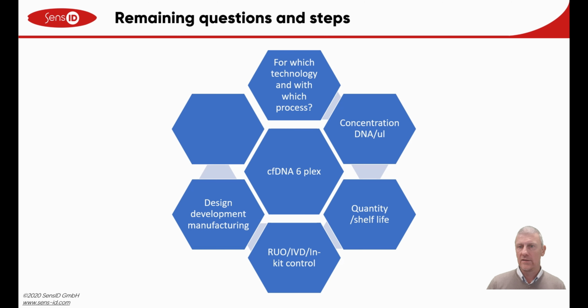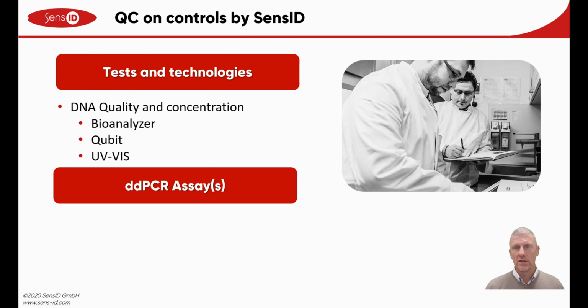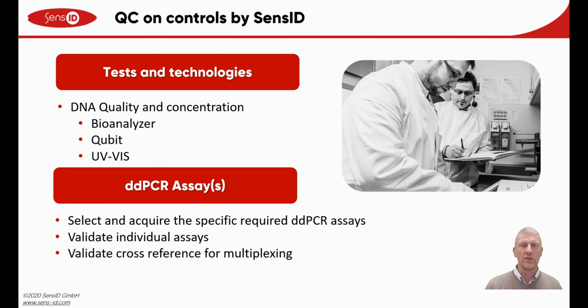You move into the design, the development and manufacturing phases, you end up with a product, but then it starts. Then you enter into QC. And QC in an organization like ours is massive. There are more people working on QC than anything else. So for QC on controls by SensID, the tests and technologies that we apply for DNA quality and concentration are the Bioanalyzer, the Qubit and UV-Vis. And in this, and Björn will talk a little bit about this as well, we focus on single-stranded and double-stranded DNA because both are very important in establishing the quality of the control and the proper use of the control.